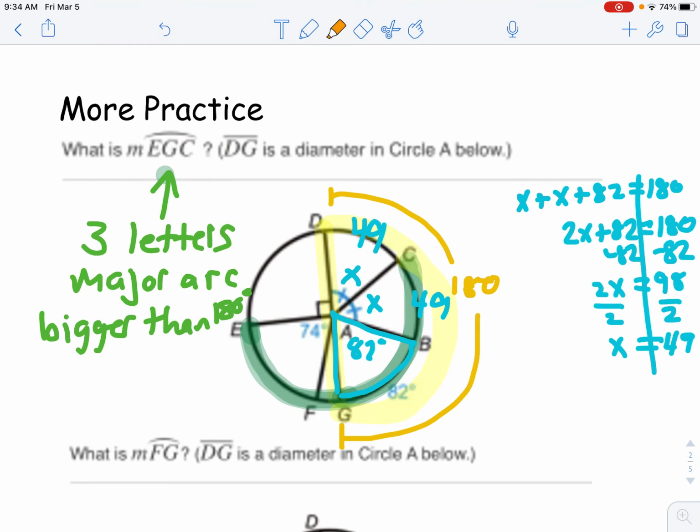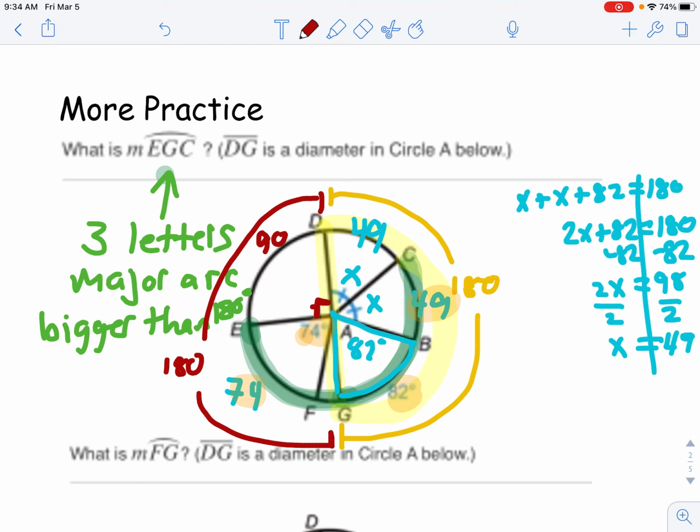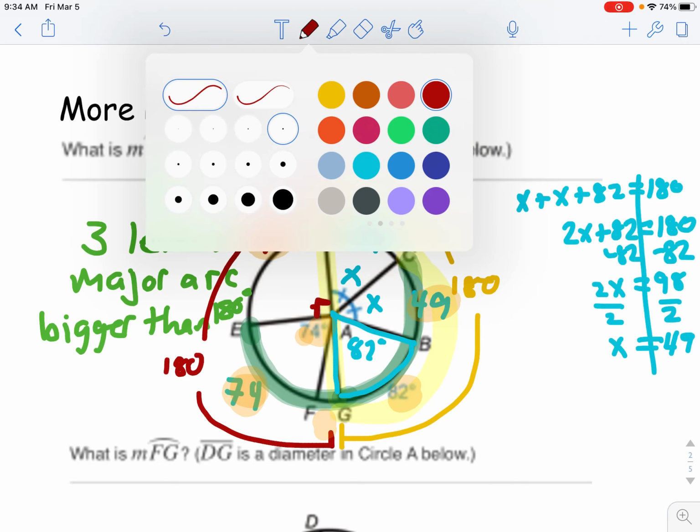So I'm just starting to gather numbers: 49, 82. Since that's 74, that will also be 74. So I'm getting close. I just need FG now. We're basically finding every single thing. Since this is 90, and realize over here too, this is a semicircle, we know 90 plus 74 plus FG has to equal 180 as well.